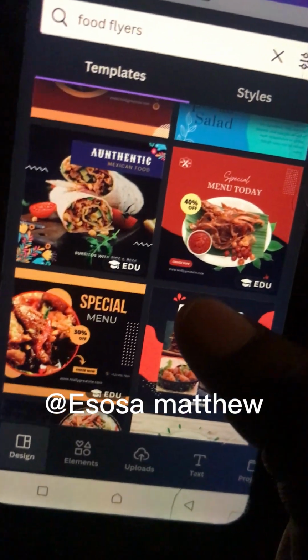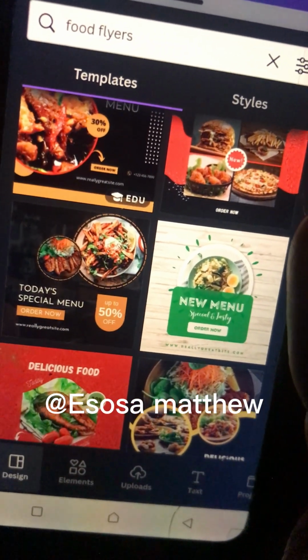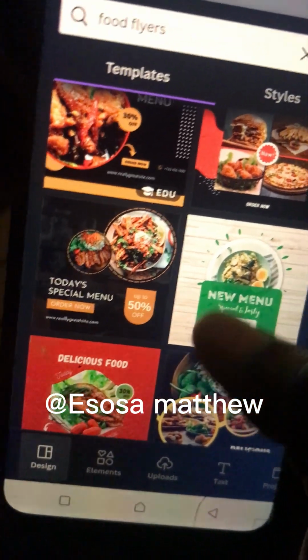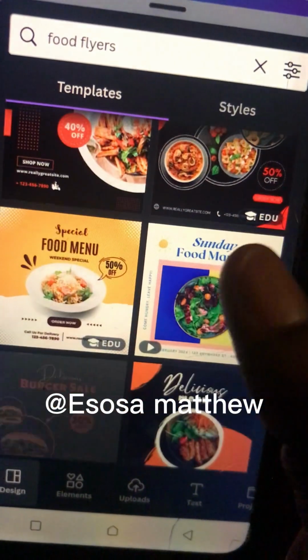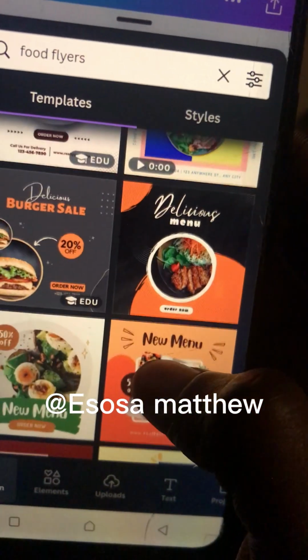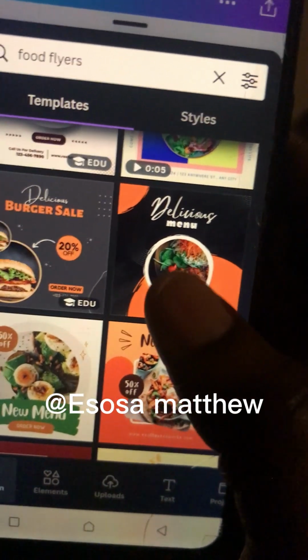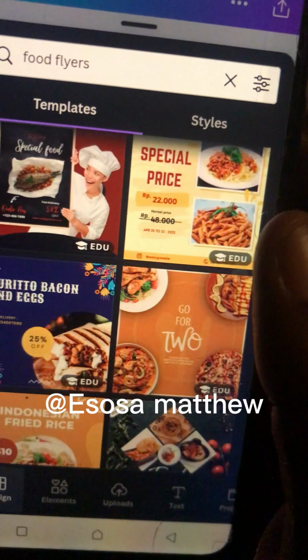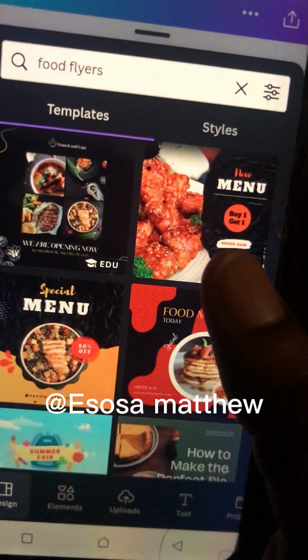You see now that a food flyer is very, very different from a political flyer. It's also different from a business flyer, a corporate flyer, and a real estate flyer. You can see it's just the food and just one or two lines of text, and that's all. So these are food flyers, as you can see.